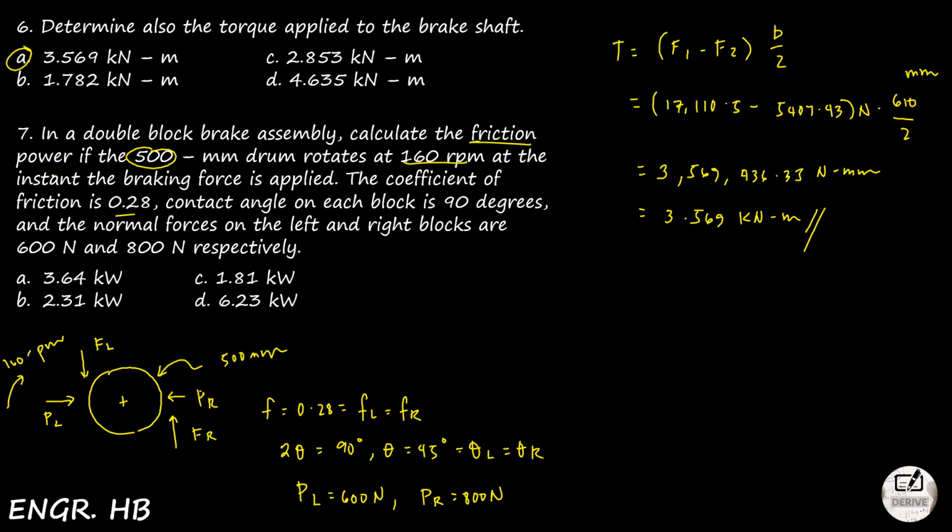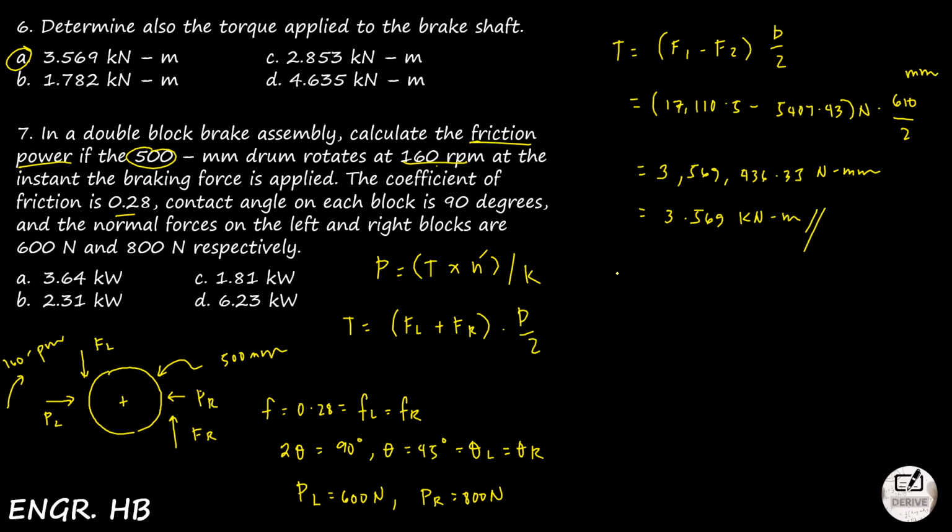friction power. So in order for us to get the friction power, we all know that the power is equal to torque multiplied by the speed divided by some constant. And mayroon na tayong N which is 160 RPM. Ito siya. So we are going to get the torque, and in double block brake assembly scenario, we all know that torque is equal to frictional left and frictional right force times diameter over 2. So we need to get these two.